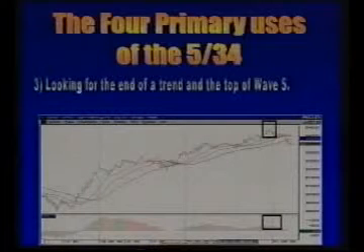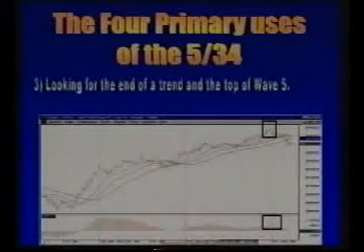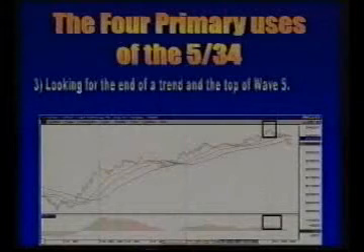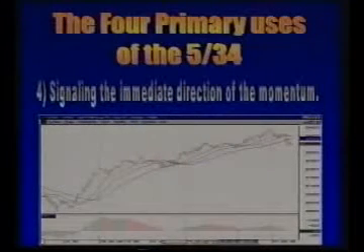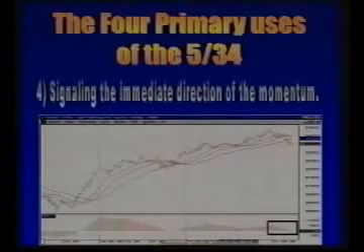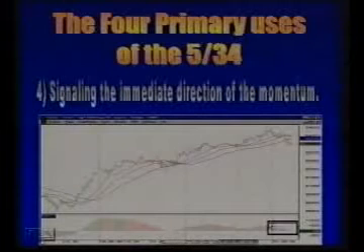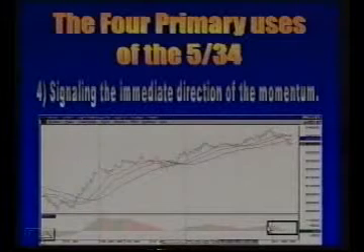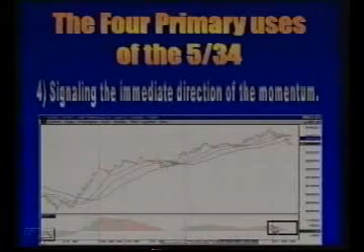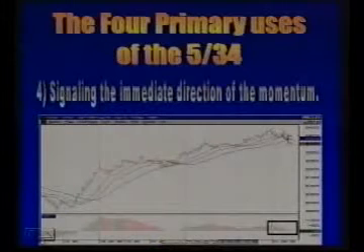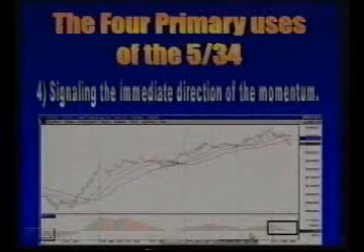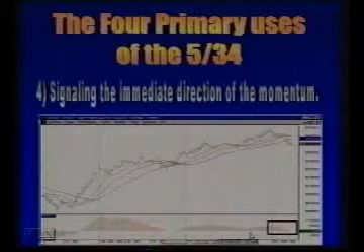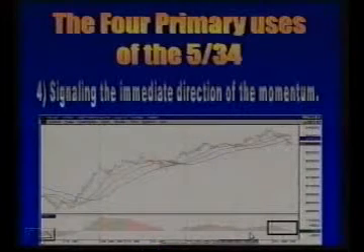The third use is the end of a trend. The momentum is looking for the end of a trend at the top of wave 5, and that always has divergence in it. The fourth primary use is that it gives us a change in direction. Notice that this change in direction almost always gives you a preview of the price. We call this reading tomorrow's Wall Street Journal. It's very important that you understand exactly how all of that works.